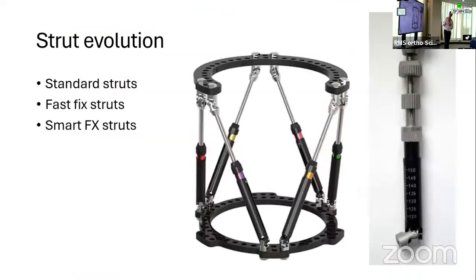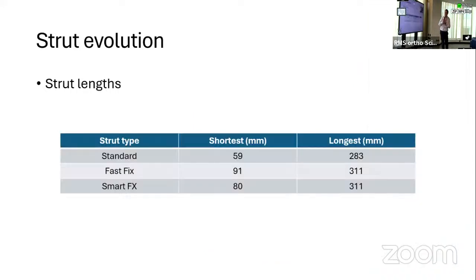Sorry, I'm going to go back one. Here we go. So the range of sizes: the shortest is the standard 59, and the longest, so you have a range from 59 to 311, but the different struts have different options. These two are the same, but they have a different range. So you have lots of options, and that's the extra short panel. And so you can really have a huge range of struts.